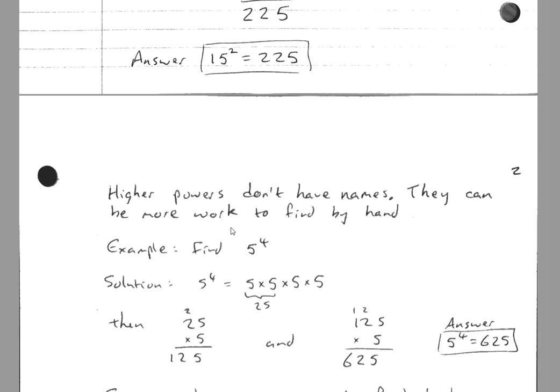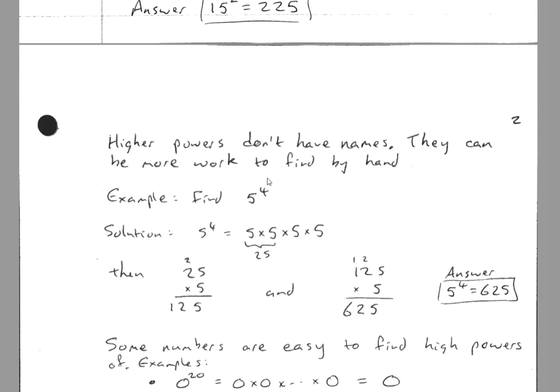Okay, so squaring, cubing, what about a fourth power or higher? They don't have special names. We can only go up to the third dimension here. But this is 5 to the power of 4, so if you're asked to work that out, it's 5 times 5 times 5 times 5.